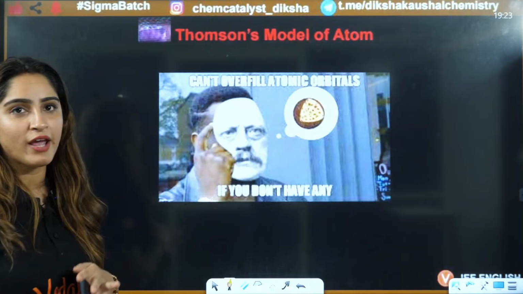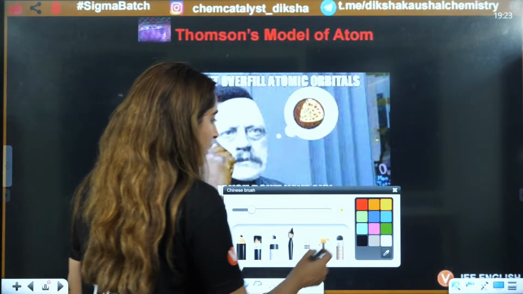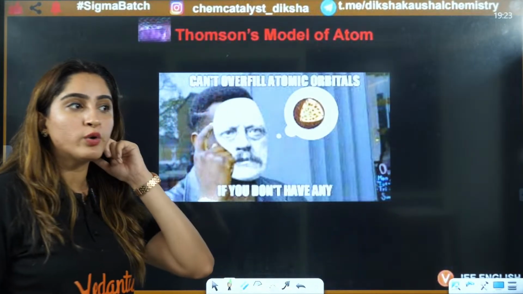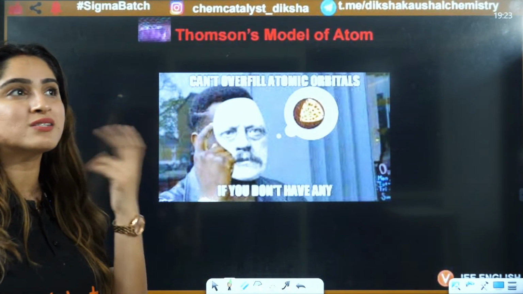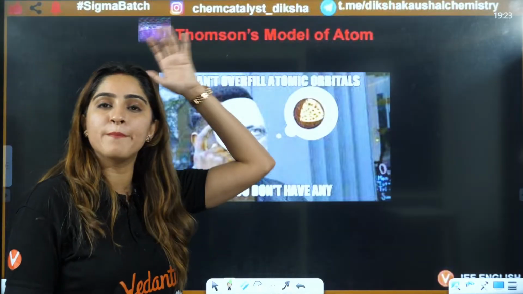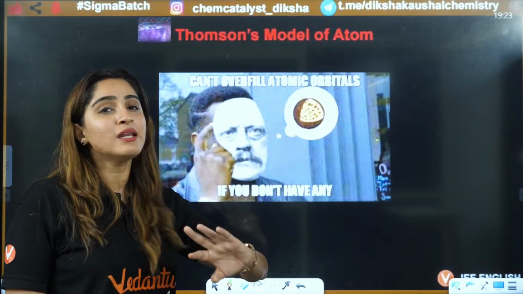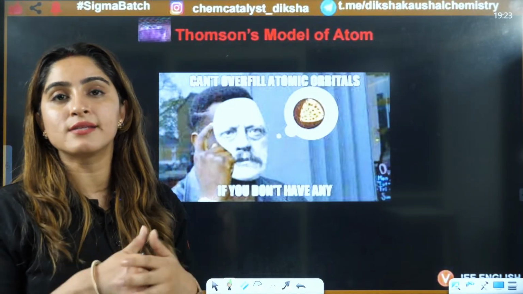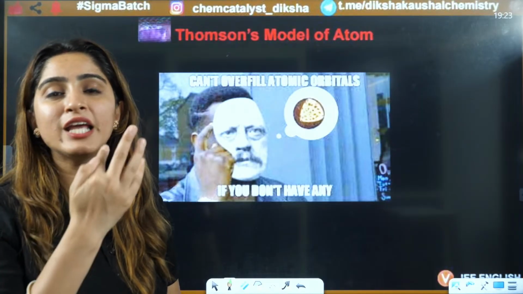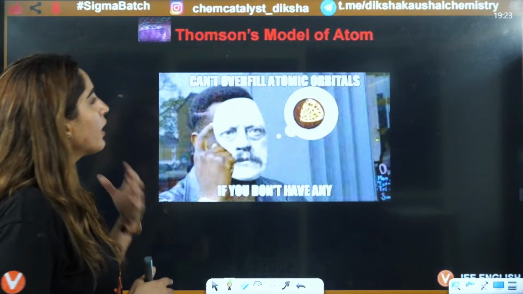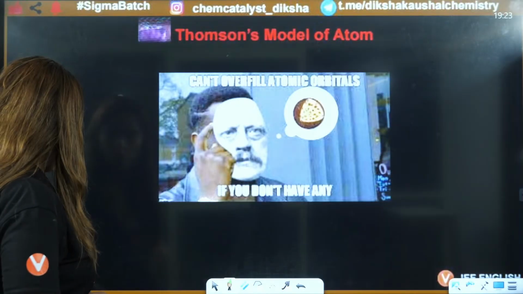If you don't have any. So basically, he was not able to tell how the electrons are arranged, he just said that they are embedded into it. Then how can you say it is stable? The stability of the atom he was not able to explain.